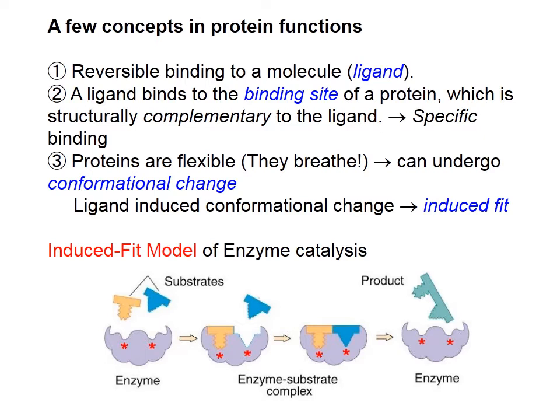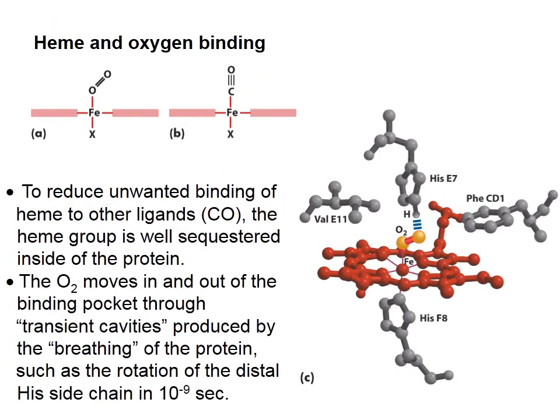reversible binding, the effect of ligand binding, the effect of allosteric modulators. An example of the protein that we are going to take to describe the reversible binding of a ligand to a protein are hemoglobin and myoglobin. So first we're going to describe the binding of oxygen to the heme molecule, which is present in both of these proteins, myoglobin and hemoglobin.